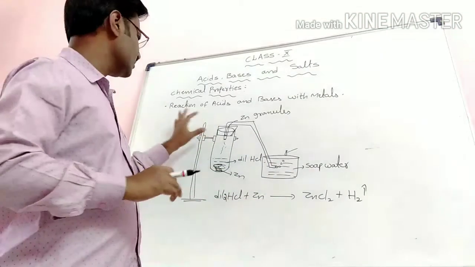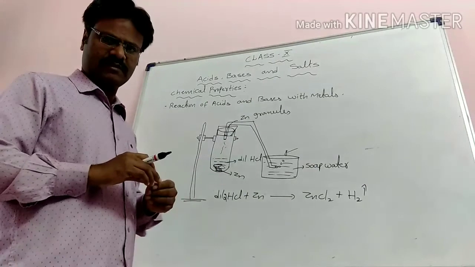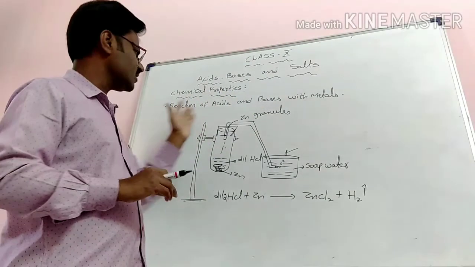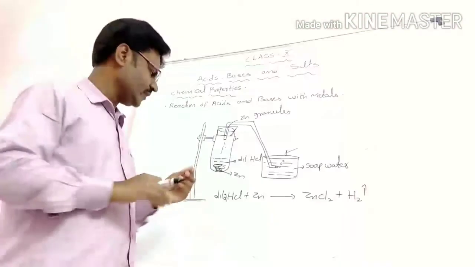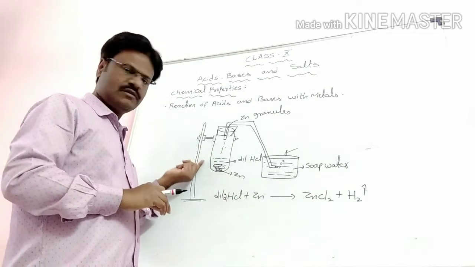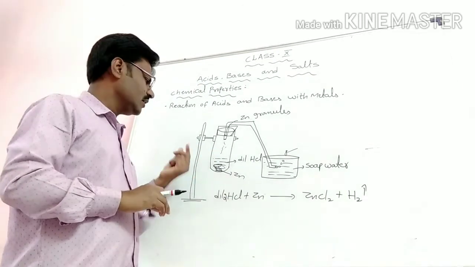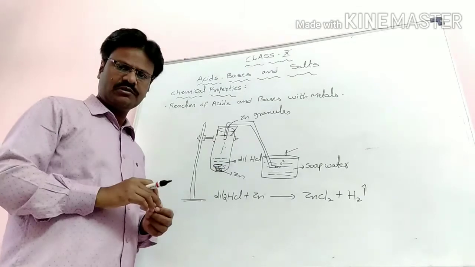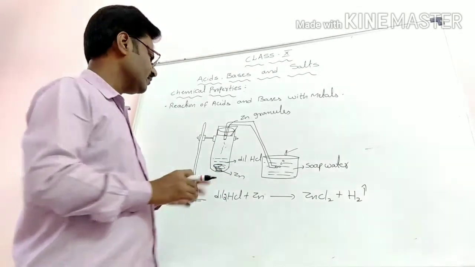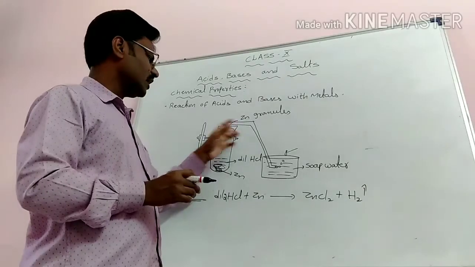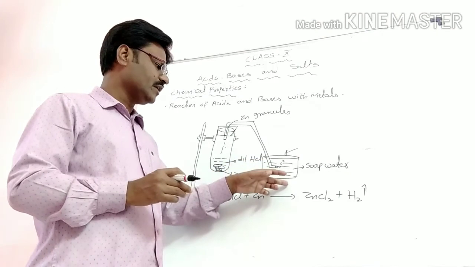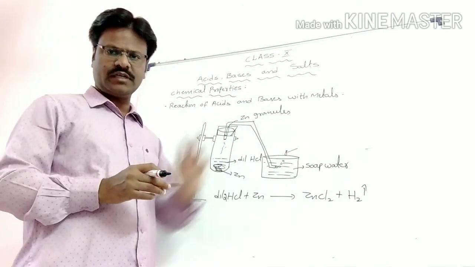So once again, we are observing the reaction of acids with metals. First we take one test tube, fix it into the test tube stand, take dilute hydrochloric acid and add zinc granules. Then we fix one rubber cork and one delivery tube, and the second end of the delivery tube is attached to the trough containing soap water.